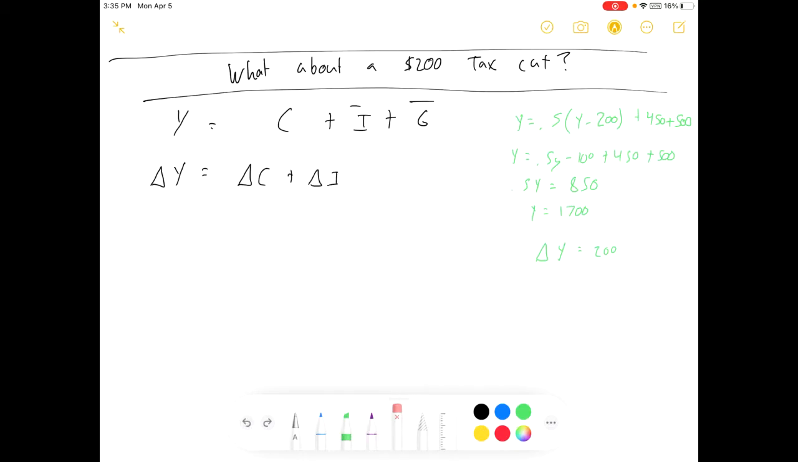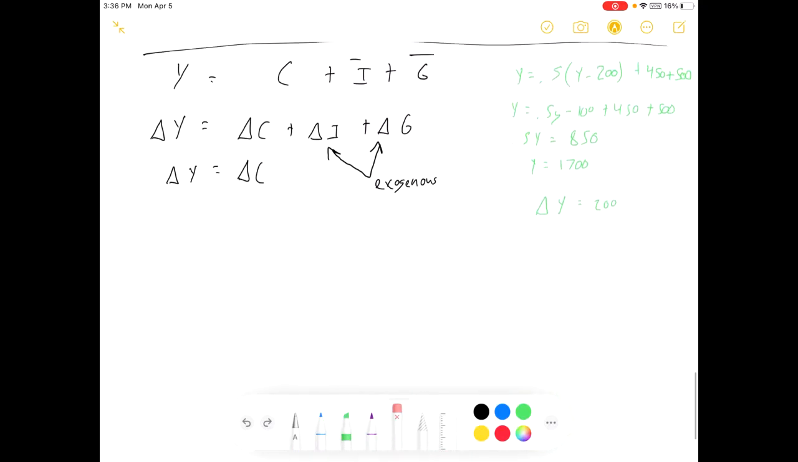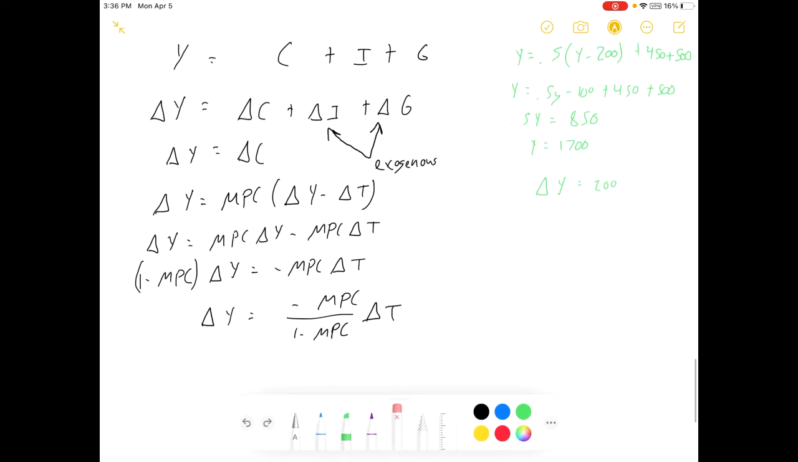Change in Y is equal to change in C plus change in I plus change in G. Change in Y equals change in C, because those two are both exogenous, neither one of them will change unless we explicitly change them. When we change G, G changed. But if we're not explicitly changing G, it doesn't. So, change in Y is equal to MPC times change in Y minus change in T. Change in Y is equal to MPC change in Y minus MPC change in T. And now we're going to solve for those change in Y's again. 1 minus MPC times change in Y equals negative MPC times change in T. So change in Y is equal to negative MPC over 1 minus MPC times change in T.